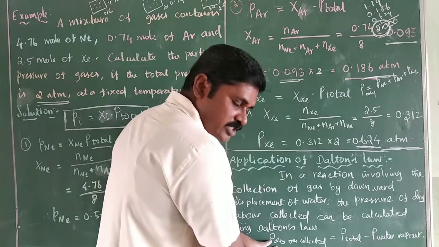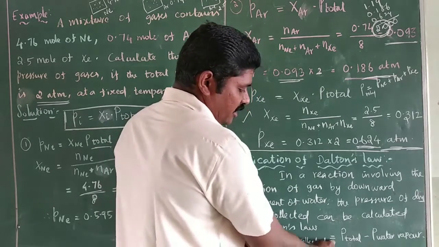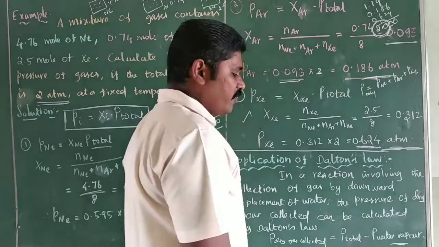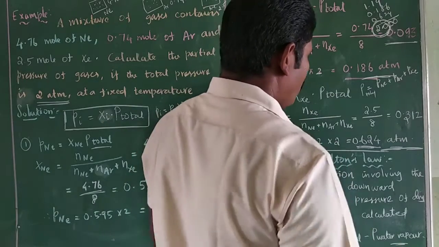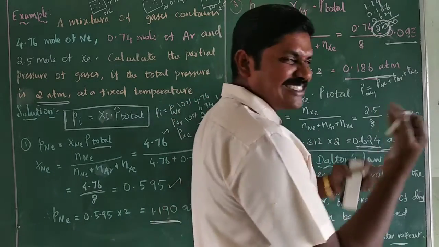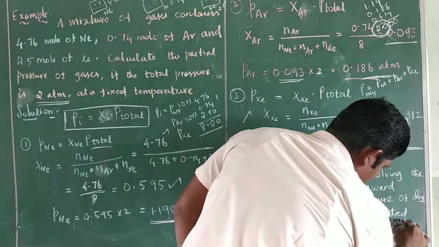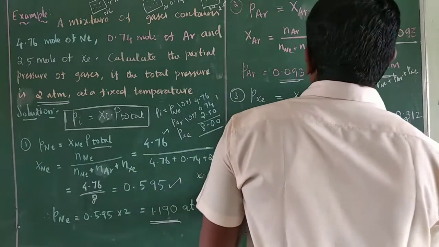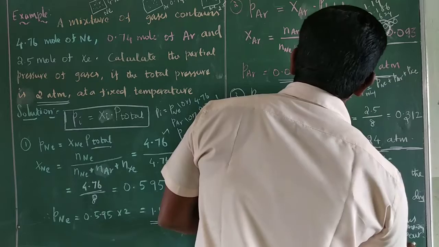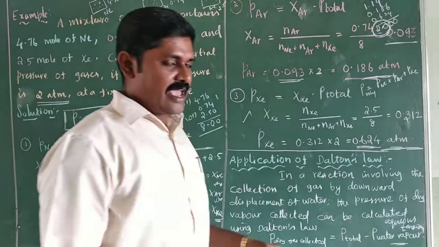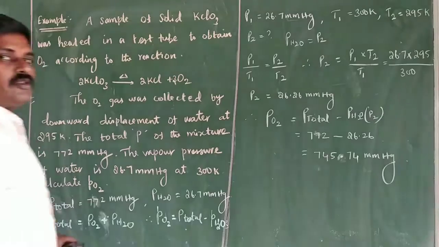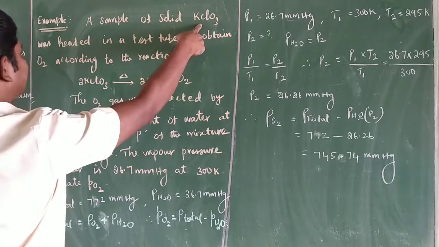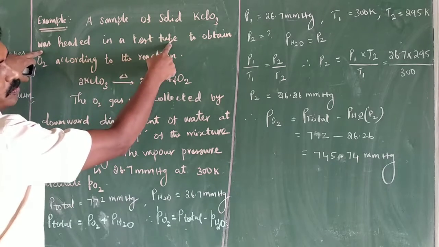The partial pressure of the dry gas collected is equal to the total pressure minus the partial pressure of water vapor. The water vapor pressure is referred to as aqueous tension, and its values are available for various temperatures.